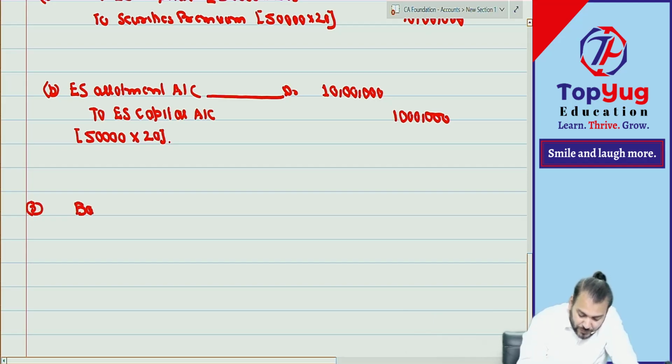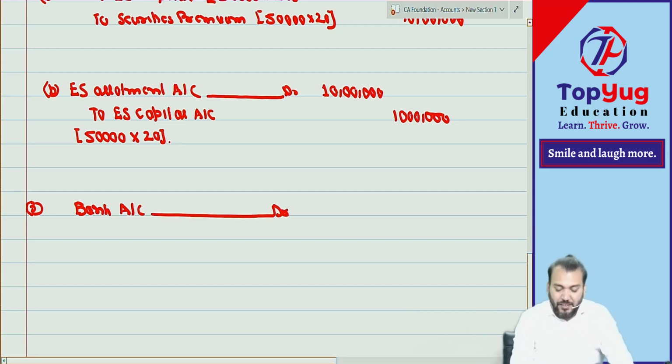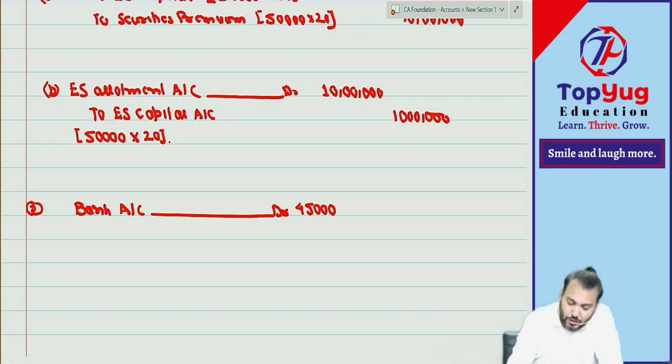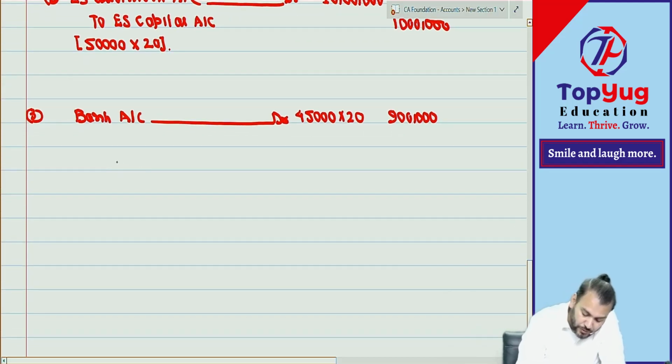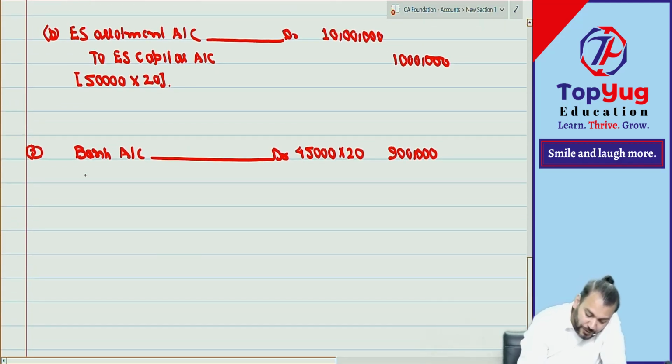We'll say bank account. But there is one defaulting shareholder who has not paid allotment money. So what is the number of shares held by that shareholder? Received only on 45,000 out of 50,000; 5,000 will not pay allotment money. So 45,000 into 20, how much? 9 lakh.